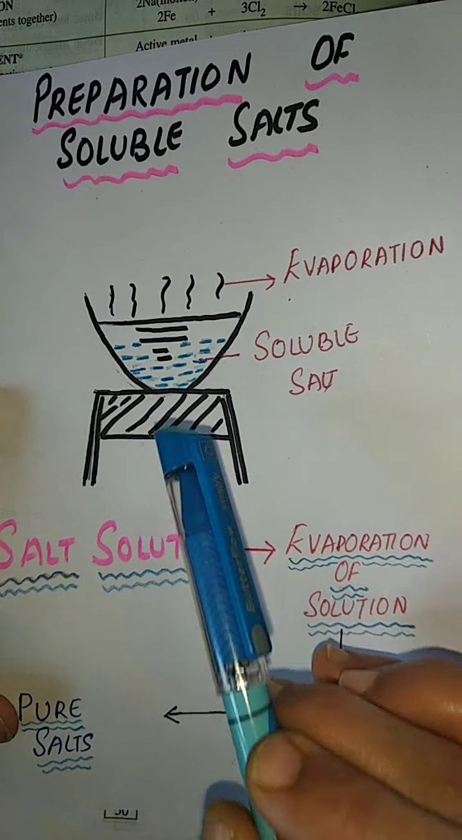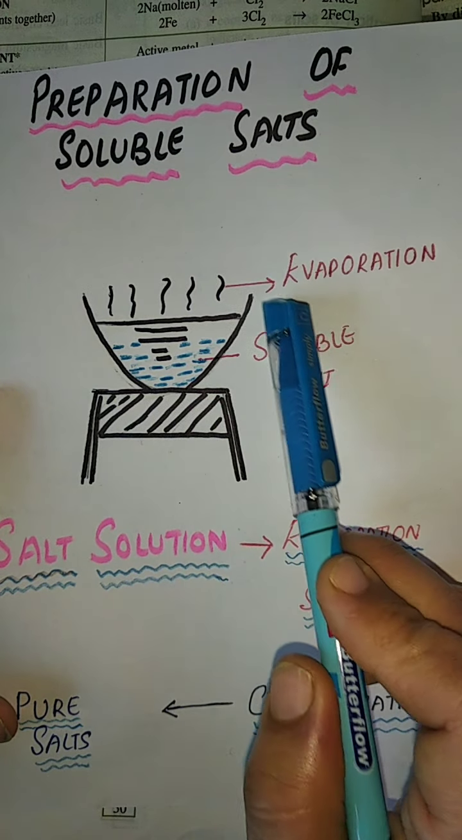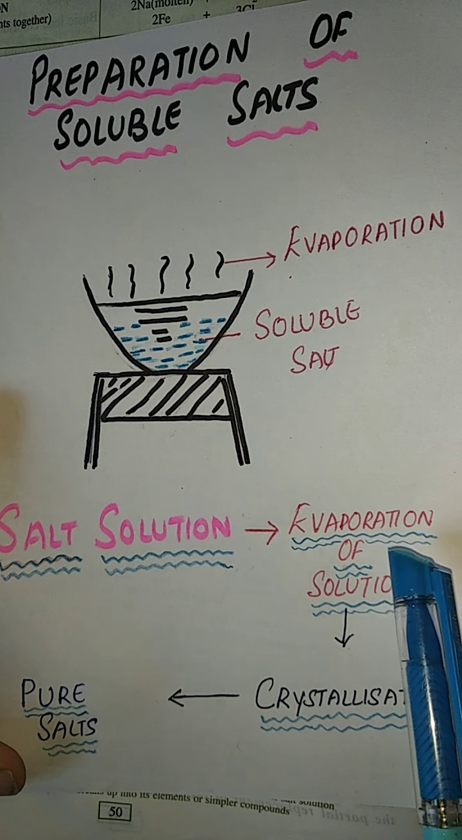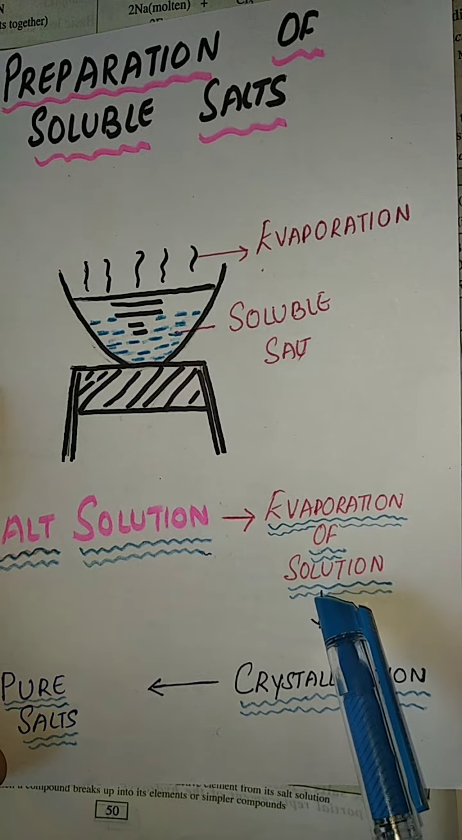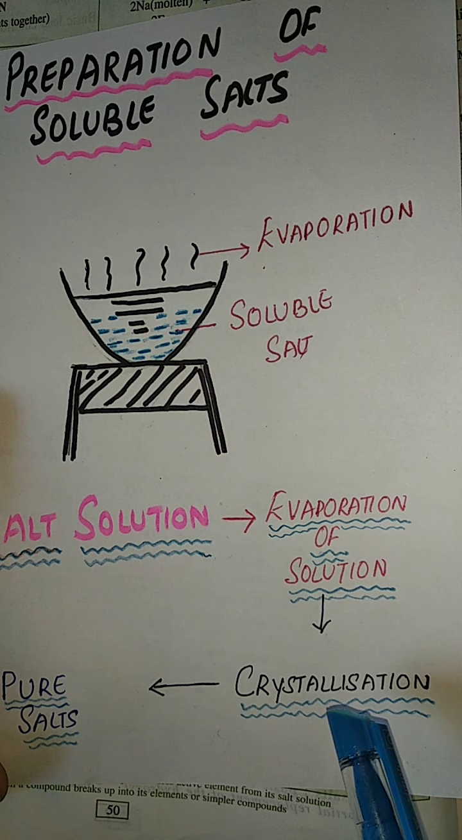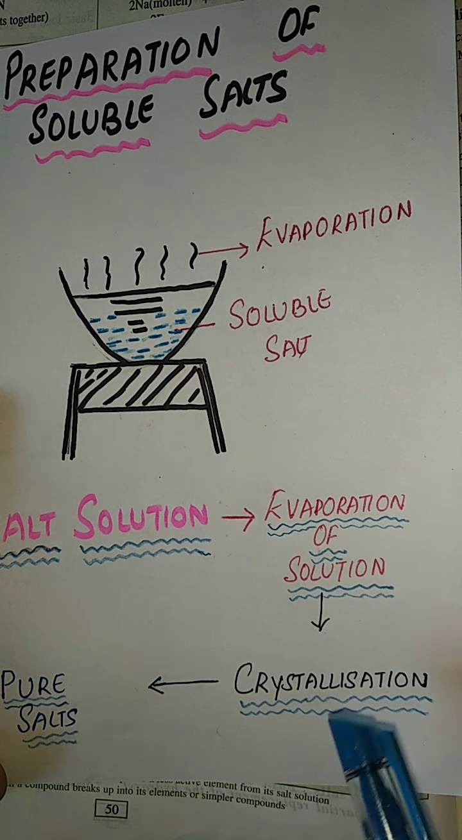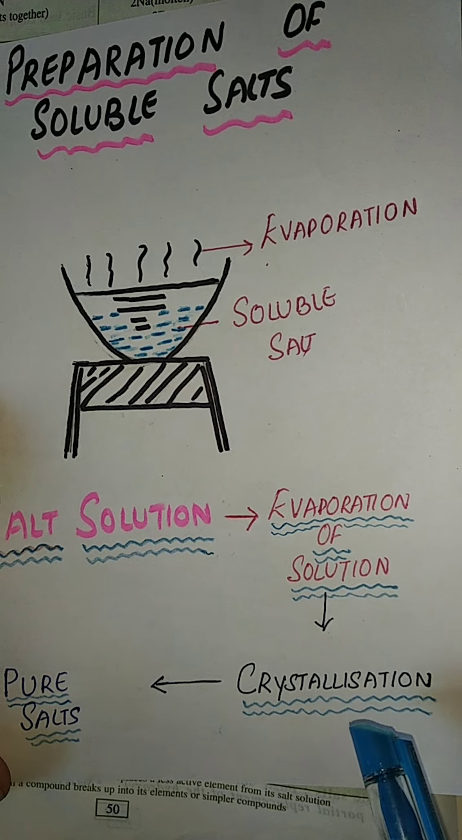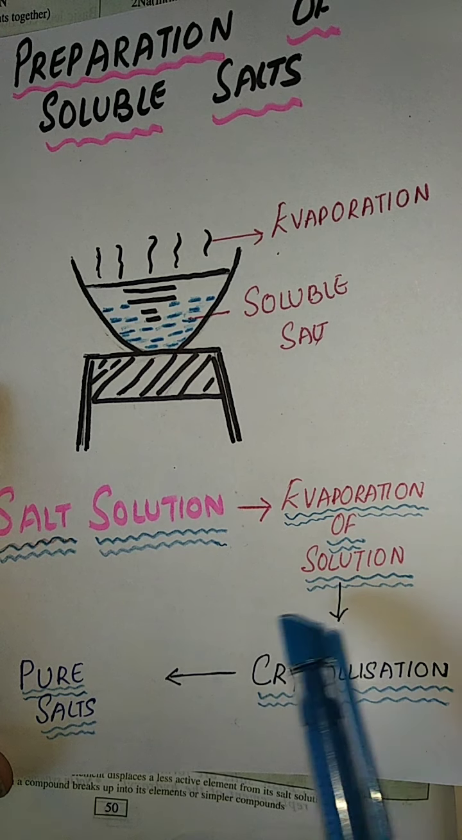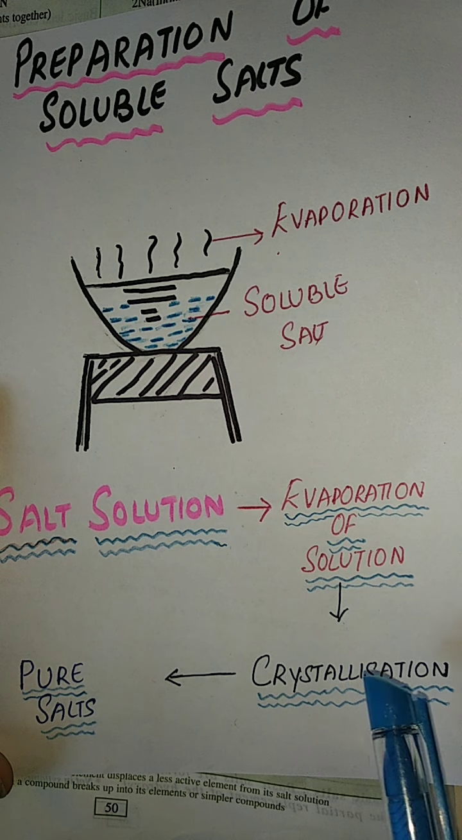When it is heated, the solution undergoes evaporation. That is, the salt solution will undergo evaporation and the whole of the solution will evaporate, and then the solution is allowed to cool. When it is cooled, crystals of pure salt are formed, and this process is known as crystallization.